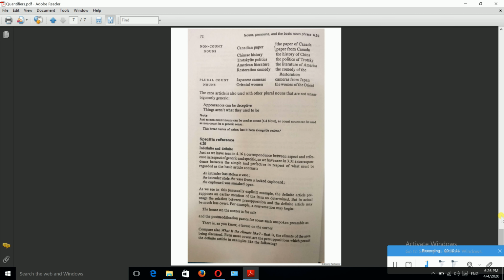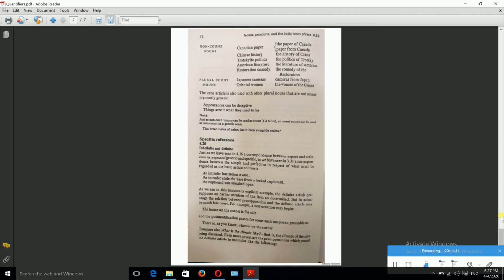Non-count nouns: Canadian paper, the paper of Canada, or paper from Canada. Chinese history, the history of China. Trotskyist politics, the politics of Trotsky. American literature, the literature of America. Restoration comedy, the comedy of the Restoration. This is non-count. While plural count nouns: Japanese cameras. Oriental women, the women of the Orient.